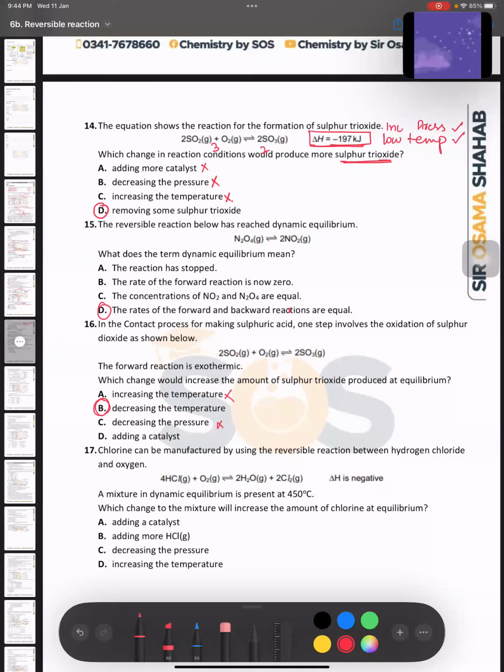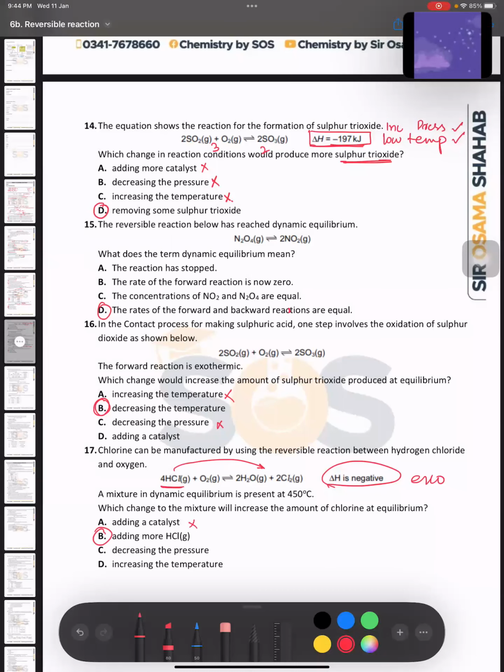Then question number 17 is saying that chlorine can be manufactured by using a reversible reaction between hydrogen chloride and oxygen, as shown over here, right? You can see this, the delta H is negative, so this is an exothermic reaction. Which change to the mixture will increase the amount of chlorine? Adding catalyst, no. Adding more HCl, definitely adding more HCl will produce more chlorine. So the right answer will be B.